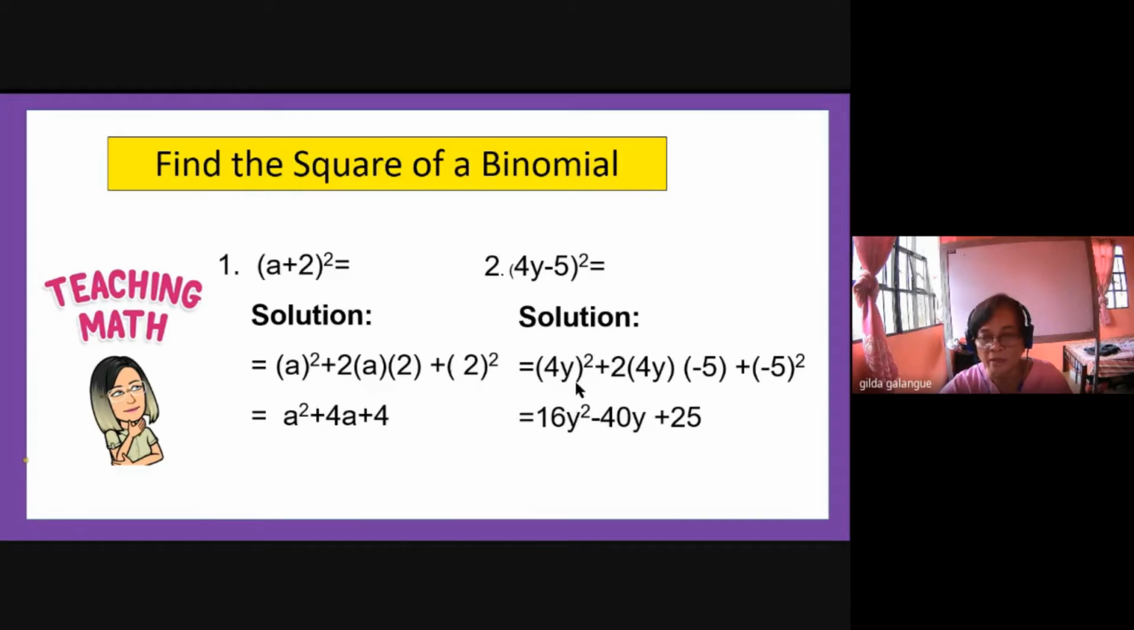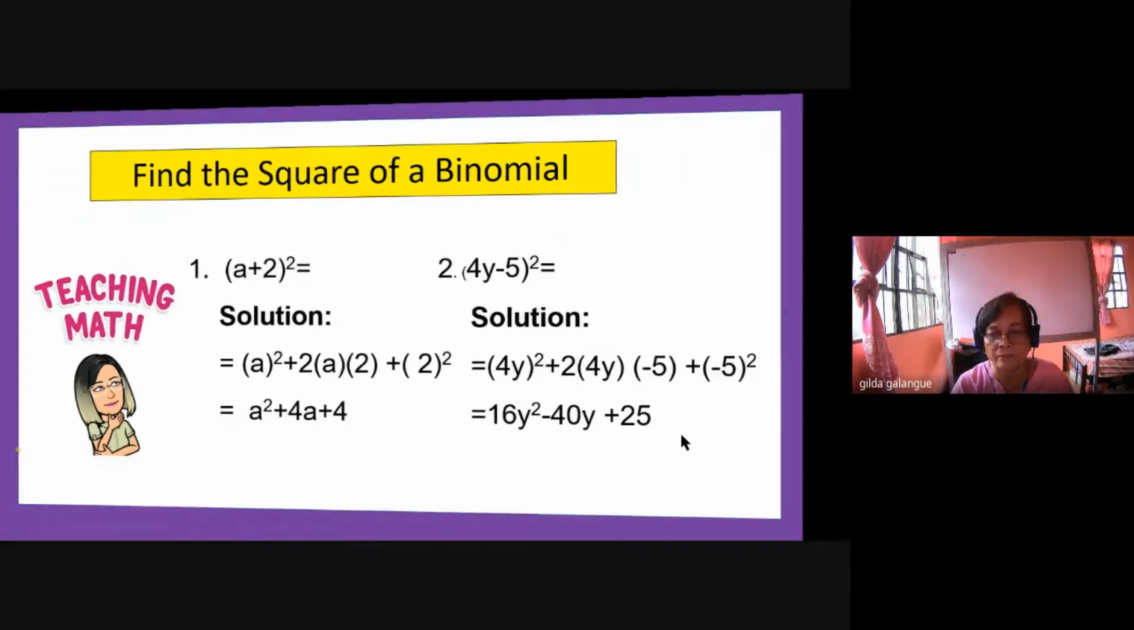So 4y times 4y is 16y squared. 2 times negative 5 is negative 10 times 4y is negative 40y. And negative 5 times negative 5 is positive 25. Do not forget that if we square a negative number, the result is always a positive number. So the final answer is 16y squared minus 40y plus 25.